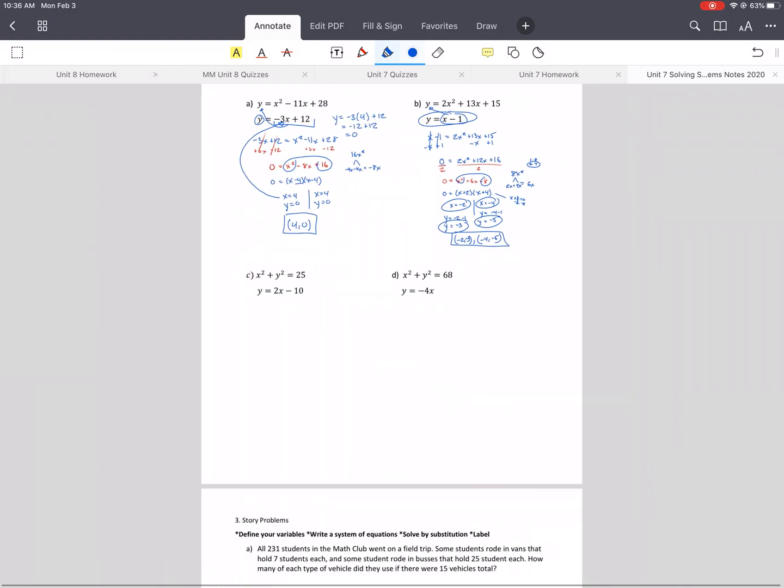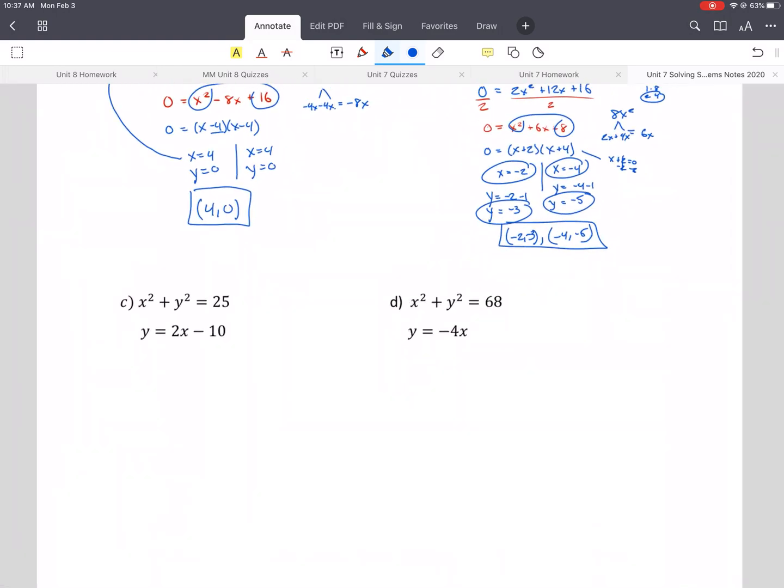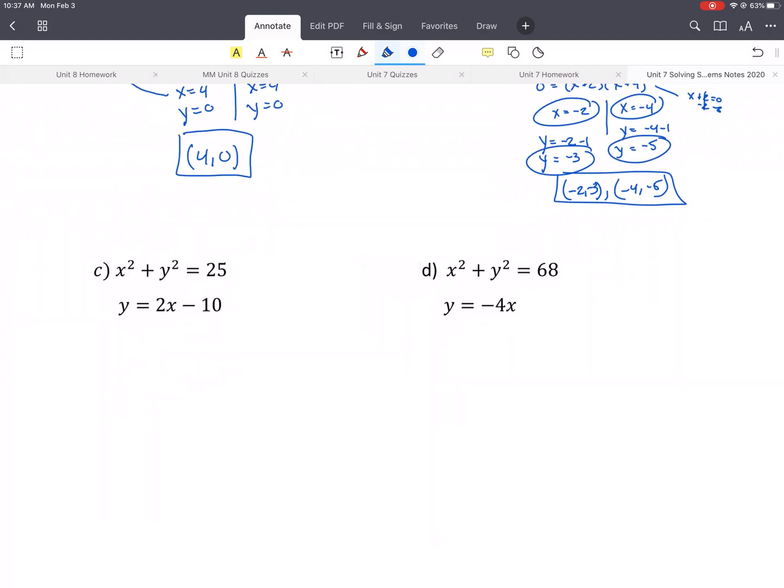Okay, so I'd like you to try and do, obviously, these ones are circles. Probably should have had you do that last one if you didn't. Okay, so circles, I'll do the first one, you do the next one.